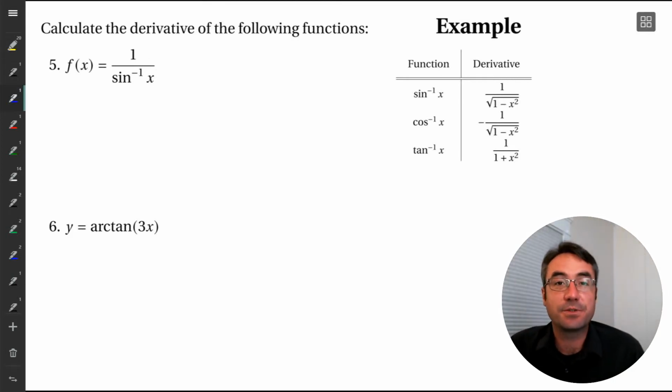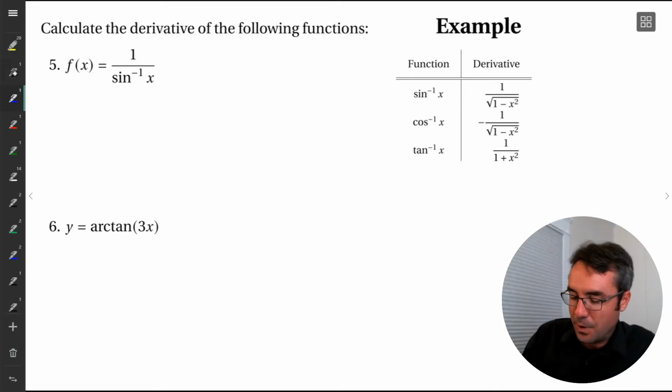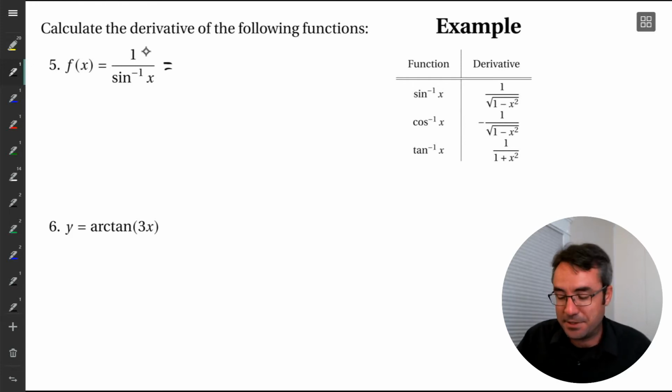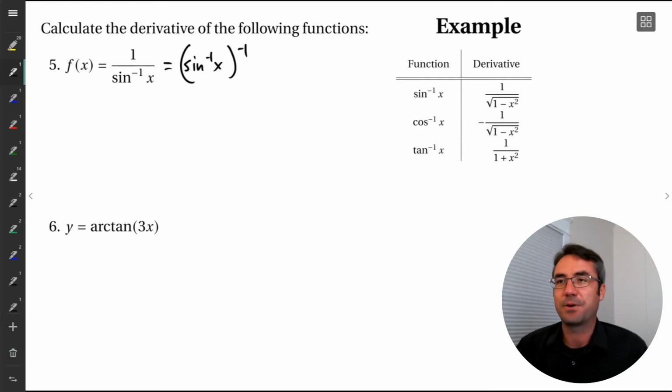This is 1 over inverse sine of x. We want to differentiate this thing. We have a fraction here, so we might think quotient rule, but there's no variable term on the top. If there's not a variable on the top, we don't necessarily need to use quotient rule. Generally we handle fractions in that case by rewriting them with a negative exponent. So I'd write this as inverse sine of x, all raised to the -1 power.